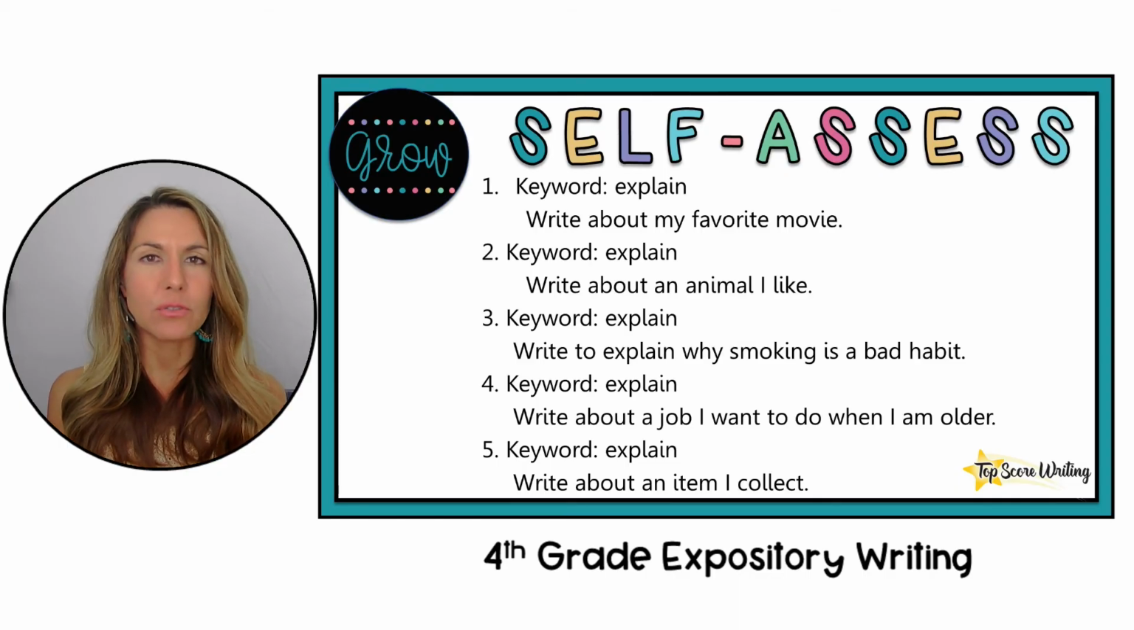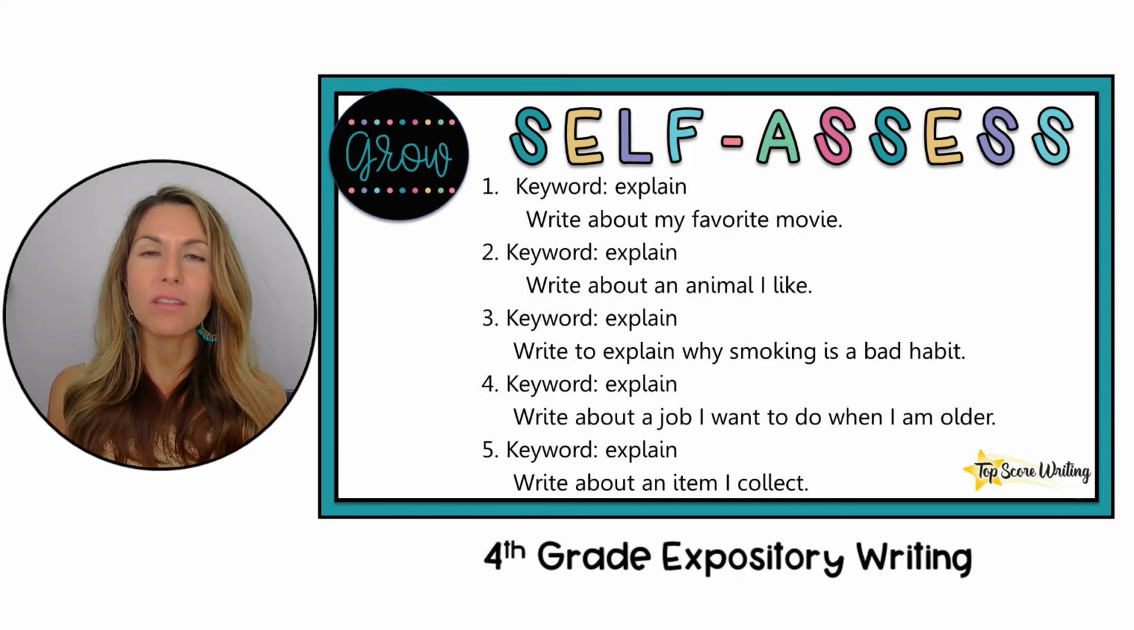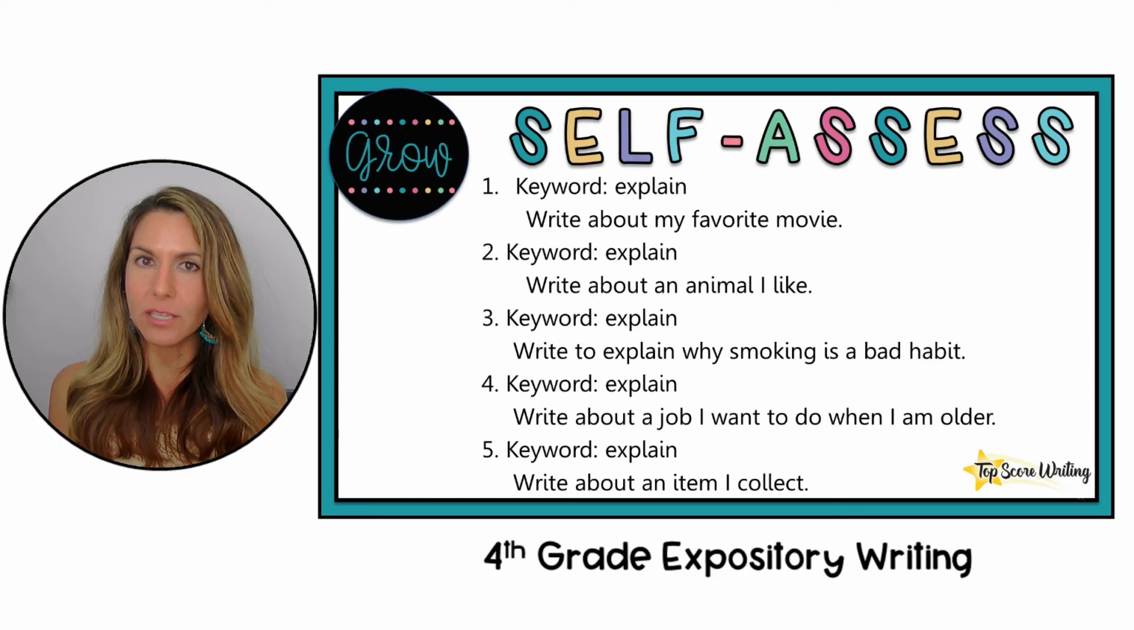And in your own words, you should say something like, you are being asked to explain or write about your favorite movie. For number 2, the keyword is explain. And in your own words, you should write something about how you're going to write an expository essay about an animal you like, one animal that you particularly are fond of, and you would explain to your reader all of the reasons why you like that particular animal so much.